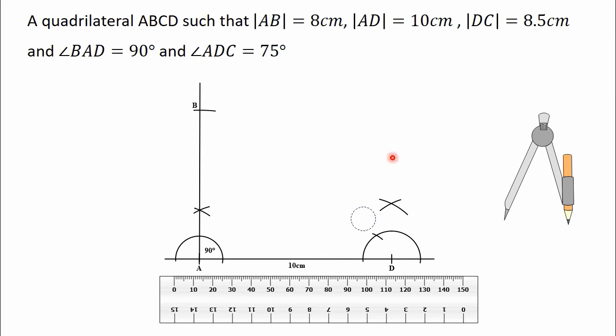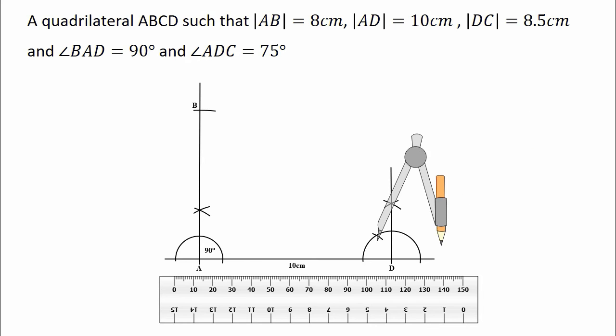I'm going to clean this part of the arc, and I'll clean this part also. To get the 90 degrees angle, we will draw a straight line to join the point of intersection of the two arcs to point D. From the video on constructing a 75 degrees angle, we learned that to get the 75 degrees angle at point D, we are going to bisect the 30 degrees angle formed between this point and this point.